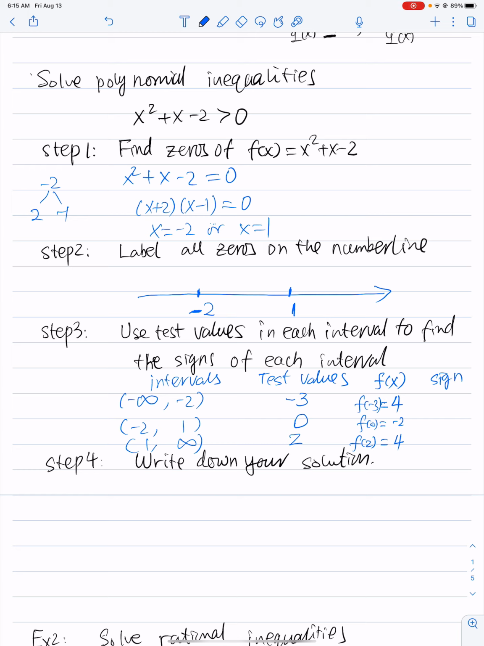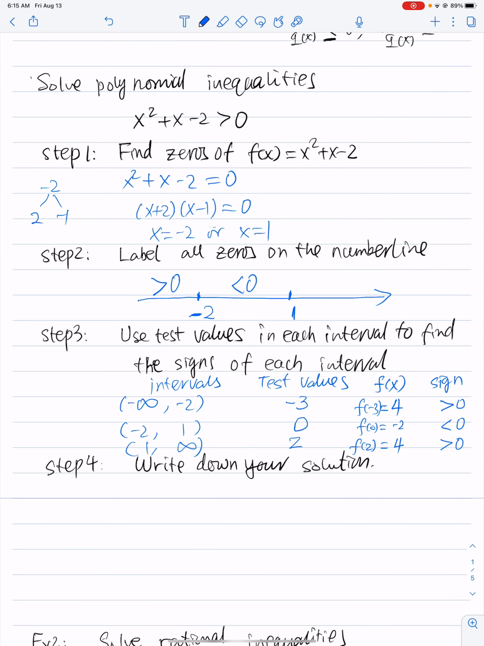So then we want to see the sign. f of negative 3 is 4, which is positive. So we have bigger than 0, less than 0, bigger than 0. Okay, so what do we want for our solution? If your test value gives you a positive f of x, it means f of x is always positive on the whole interval.